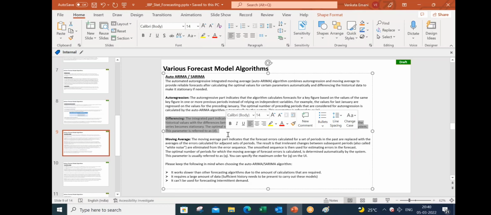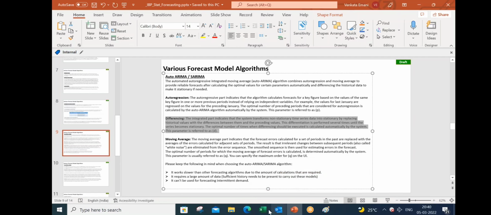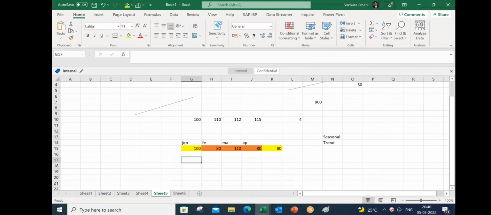There is something called stationary and non-stationary time series. The system will try to determine stationary and non-stationary values, meaning values which are changing, and values which are not changing a lot. Suppose my history is 100, 100, 100, 100, 100. That is a stationary history.